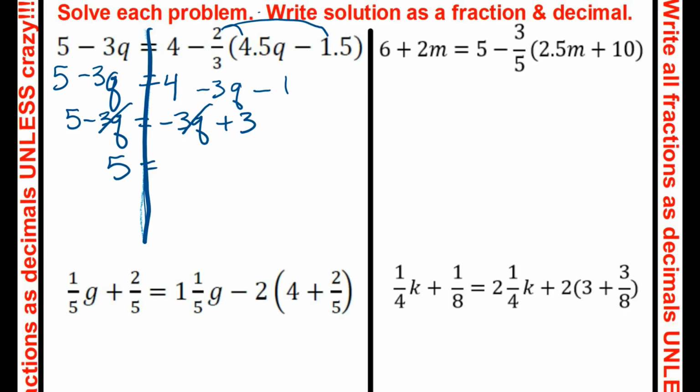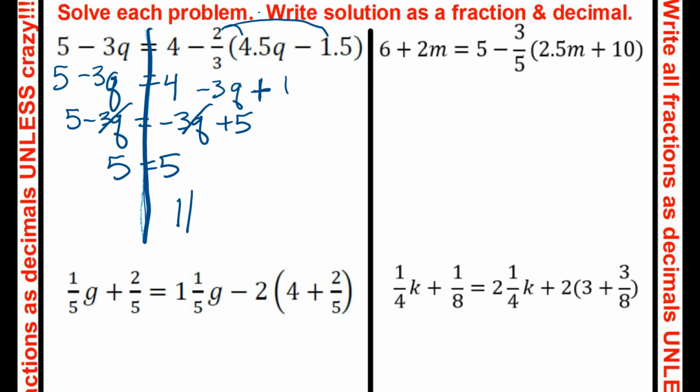Y'all, I made a mistake. This is supposed to be a negative times a negative. It's supposed to be plus. No, but let's learn from my little crazy mistake. If it was 5 is equal to 3, your answer would have been no solution. But in this case, it is 5 is equal to 5, which is our answer, infinitely many solutions. I would say I meant to do that, but I already told you I made a mistake.